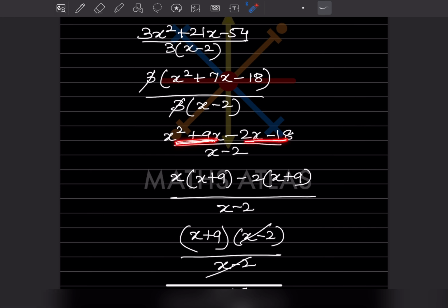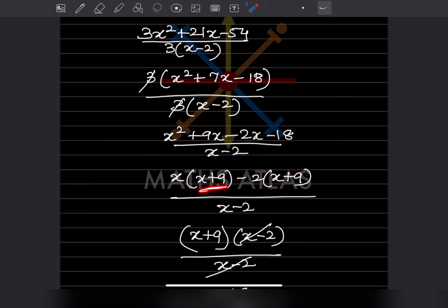From the first group, we get x common, so what remains in the bracket is x plus 9. Minus sign, so minus here. From here, 2 is common, so what remains is x. See here, this is minus, so minus and plus, so here should be plus 9.